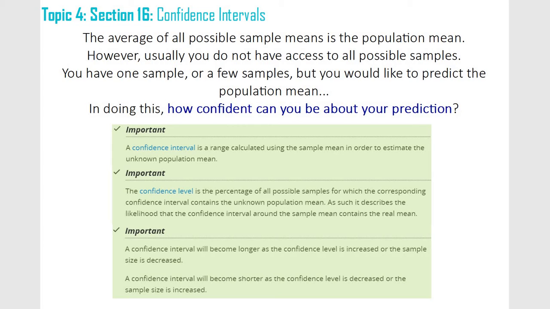Okay, so usually you don't have access to the whole population, right? So you do have maybe one sample or a few samples, but you want to predict the population. How sure are you that that sample is the same as the population? That's where confidence intervals come into play, okay? This is where you can say things like, I am 95% confident that the population mean is within this interval based on my sample, all right?